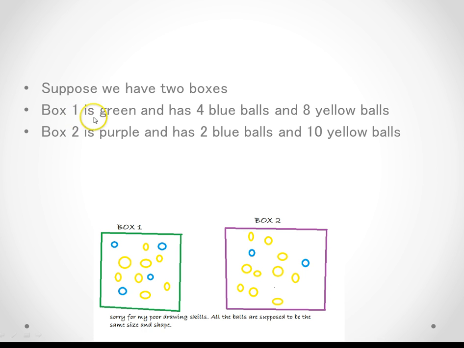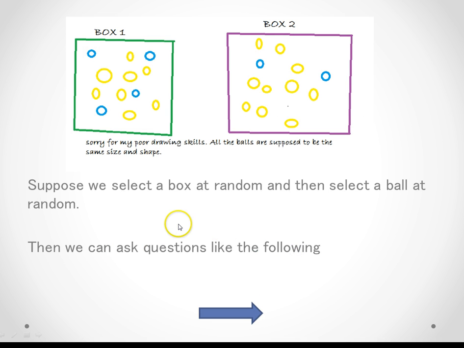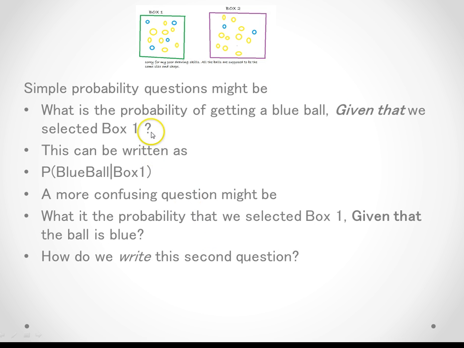Then we had some problems. Box 1 is green, has 4 blue and 8 yellow, box 2, 2 blue and 10 yellow. And we asked questions. Suppose we select a box at random and then select a ball at random. We can ask questions like, what's the probability of getting a blue ball given that we selected box 1? That would be written like this, right? Given box 1, the probability of a blue ball.